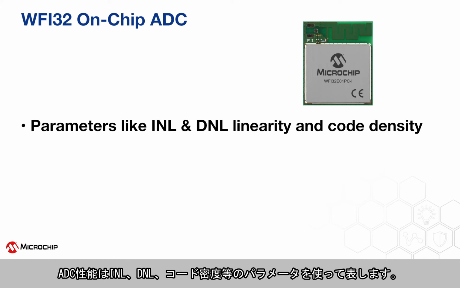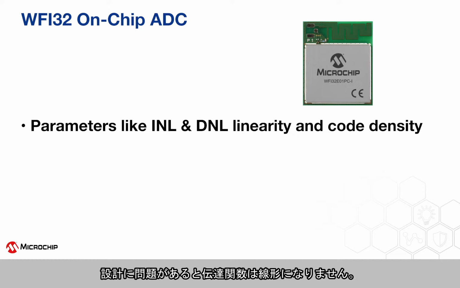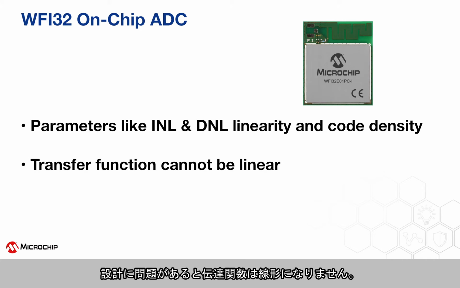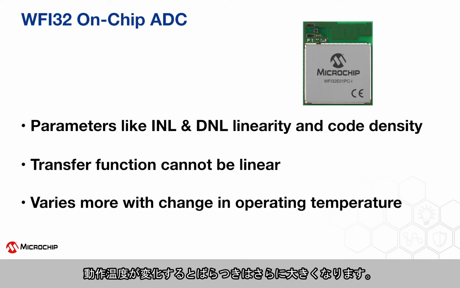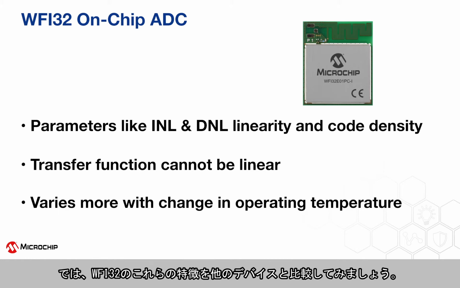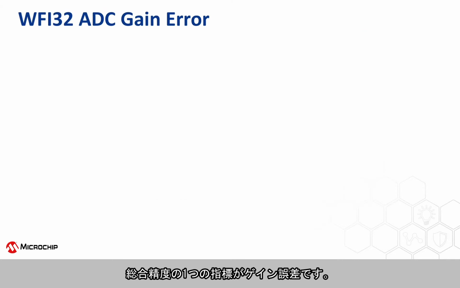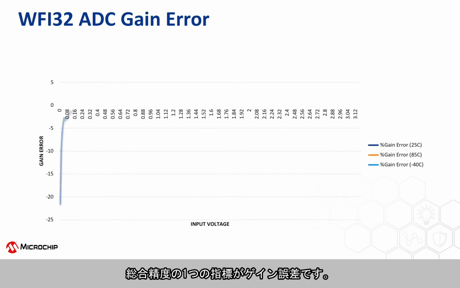We measure ADC performance using parameters like INL and DNL linearity and code density, among others. Without a precise design, the transfer function cannot be linear. The variations are even more with a change in operating temperature. Let us take a quick look at some of these characteristics of WFI32 in comparison to other, similar devices in the same market space. One representation of overall accuracy is the gain error.